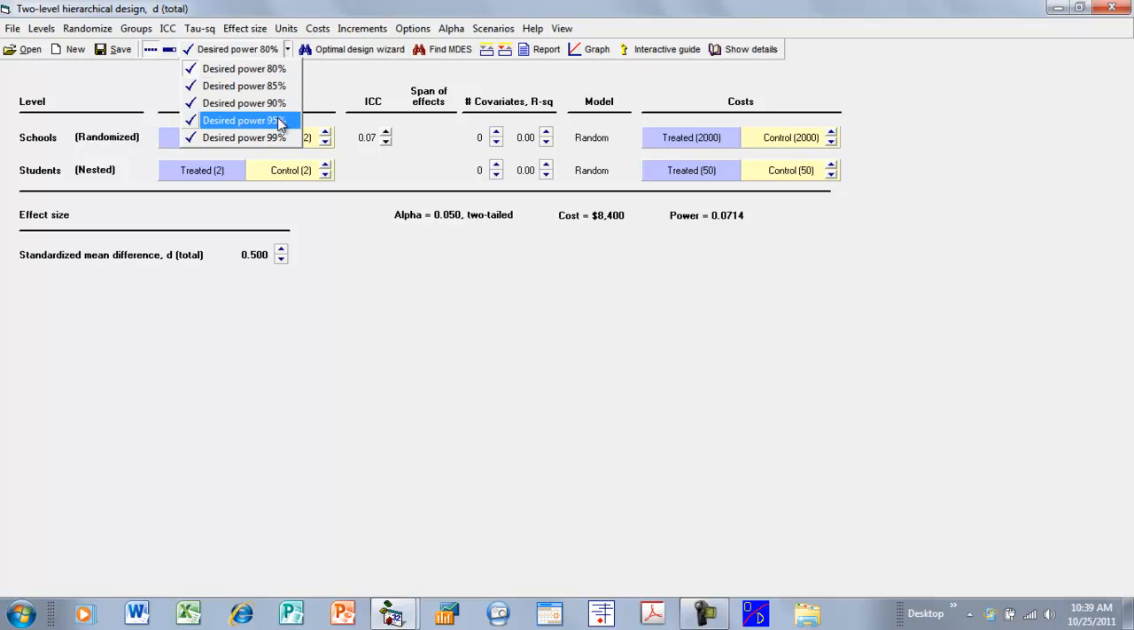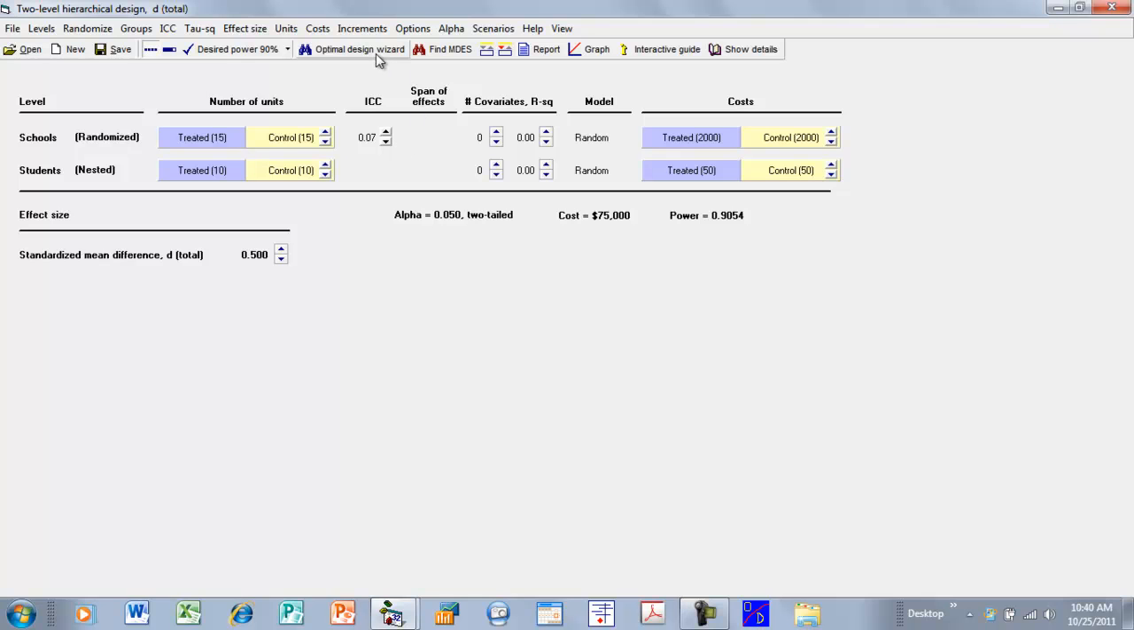Let's assume that the desired power is going to be 90%. I'll put that over there. We can simply increase the number of students per school and increase the number of schools until power reaches 90%. But whereas in a single level design, all that you need to do is to keep increasing the number of students until you reach adequate power, in a multi-level design, we have the option of increasing the number of students and or increasing the number of schools. And there is essentially an infinite number of combinations that will give you the power that you want. One of the things that we might want to do is to find the most cost-effective balance of these two that gives us power of 90%.